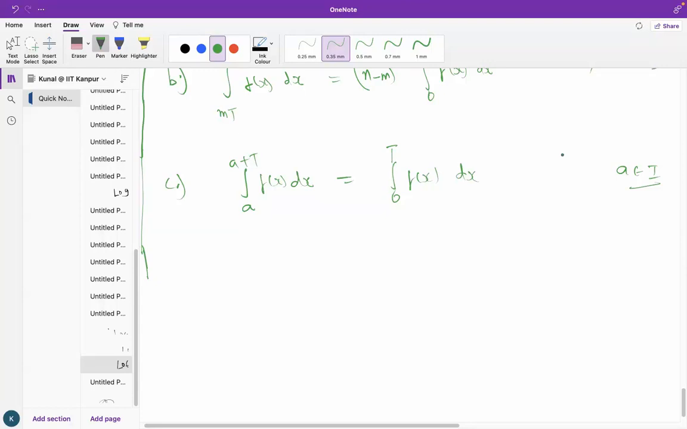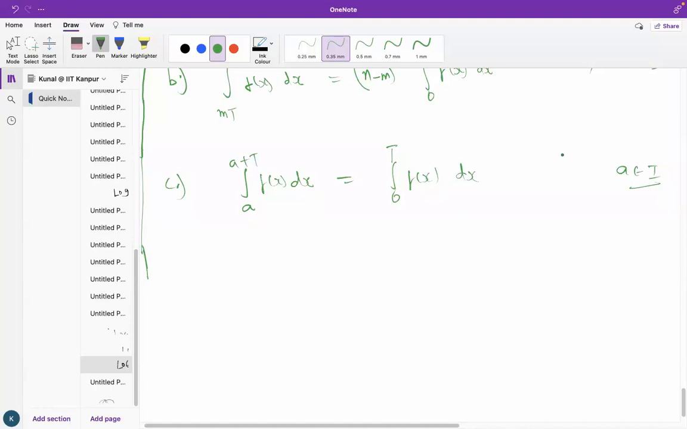In this property, what I'm trying to do is integrate our function f(x) from 0 to a value, say b, which is actually equal to our function's period plus some value, which is also equal to some integral value. So its integral is also equal to integrating the same function over one period. Addition doesn't make any difference.